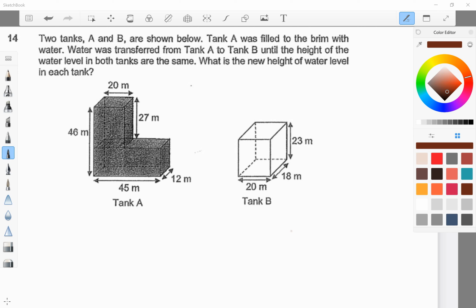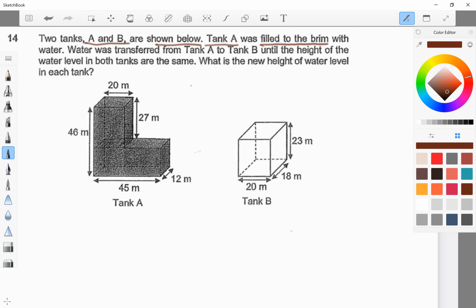It said that two tanks A and B are shown below, and tank A was filled to the brim. Filled to the brim means it reached its capacity. Alright, so capacity is the maximum volume that a container can hold.